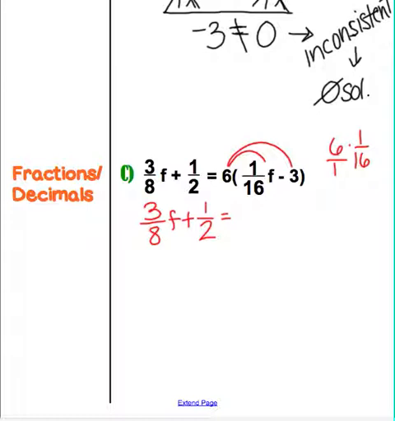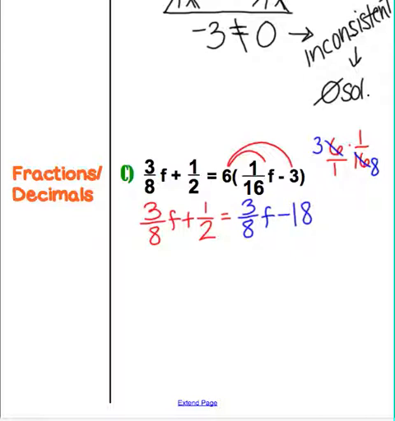6 and 16 have a common factor of 2. 6 divided by 2 is 3. 16 divided by 2 is 8. So that gives me 3/8 f minus 6 times 3, which is 18.